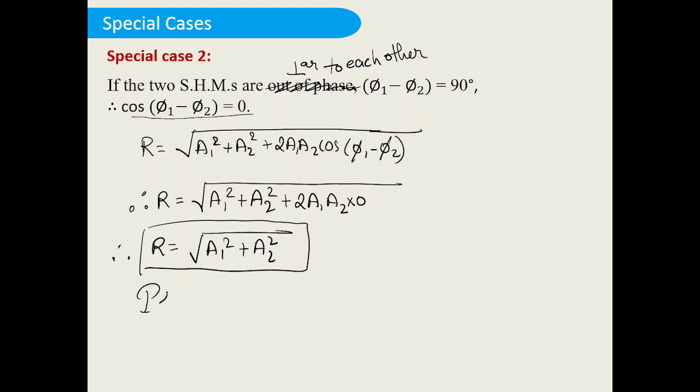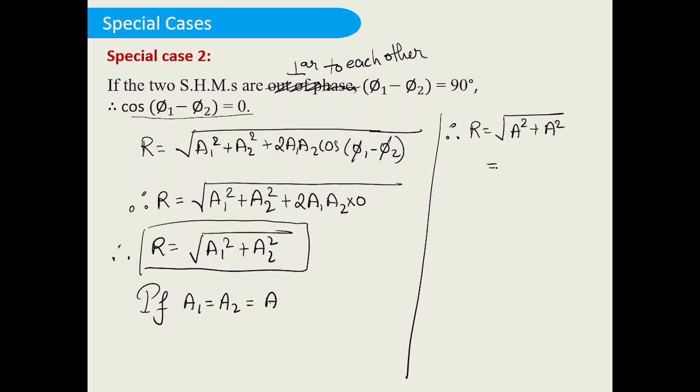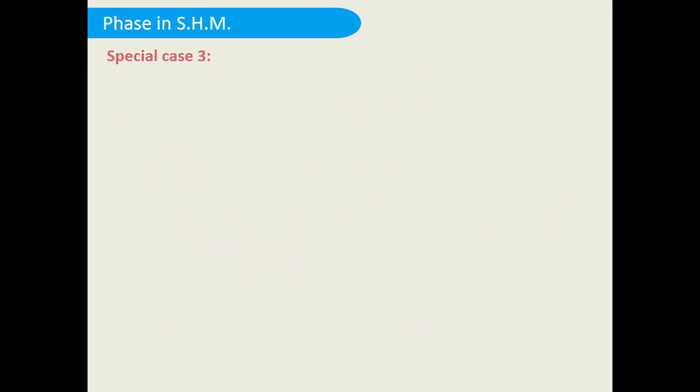Moreover, in this case, if the amplitudes are the same, if a1 is equal to a2, suppose equal to a, what is the value of r then? The value of r is equal to under root of a square plus a square, which is under root of 2a square. That means it is equal to root 2 into a. R is equal to root 2 a when the two SHMs are perpendicular to each other and the amplitudes are also the same.